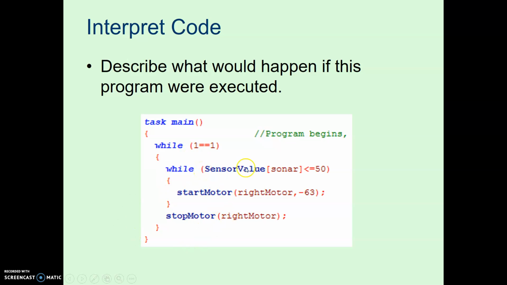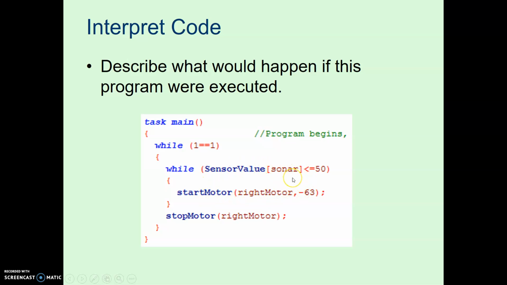So it's saying while your sonar sensor is less than or equal to 50, so we're talking about our ultrasonic sensor, and we're detecting objects that are less than or equal to 50, let's say inches, it's going to start our motor. So as long as we have something close to that ultrasonic sensor, we're going to run our motor at half speed counterclockwise. And so our program will say, is it less than 50? That is true. Keep the motor rolling. Is it less than 50? That is true. Keep the motor rolling.